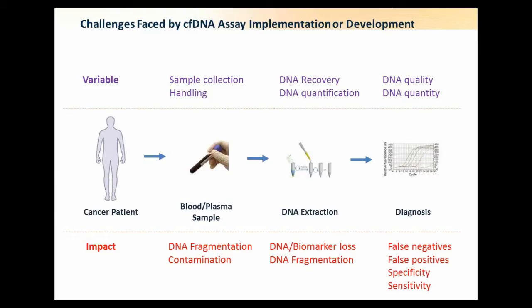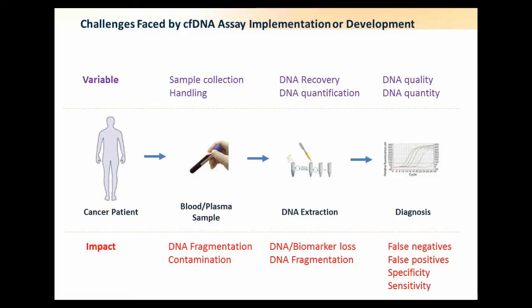And going back to the overview, at every single step of the process, you have different variables that can impact the quality of the diagnostic test. So you have your sample collection and handling. Depending on how you do that, it could increase the DNA fragmentation of your sample. It could even lead to contamination, which matters because a lot of these biomarkers could be as low as 10 or even 100 copies per 10 ml of plasma. If you have any contamination, you could be leading to false positives at the endpoint.